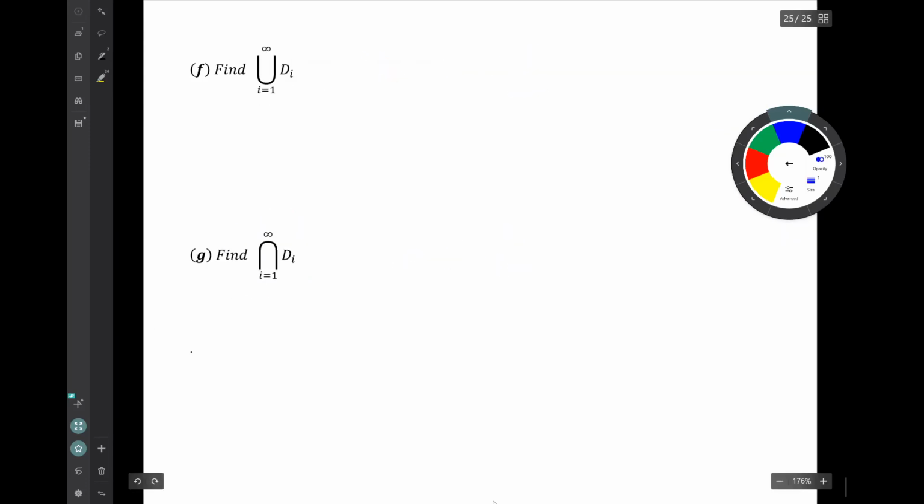Okay, what's this? The union of all of them. Well, that's the set of all x's that's in at least one of those intervals. That's going to be the set of all real numbers. And the intersection of all of those from 1 to infinity is going to be that one.